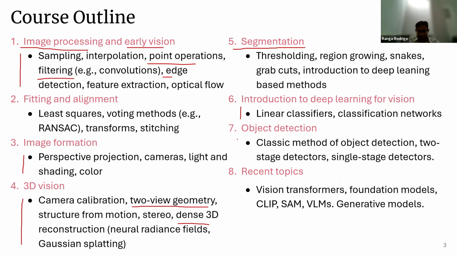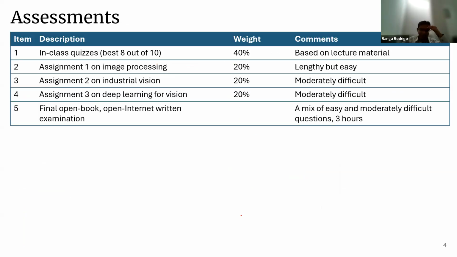Then we look at how object detection happens, and specifically, we will understand how the classic or slightly old RCNN line of object detectors work, and then how YOLO-like object detectors work, which you may have used already. Then we look at some recent topics, given the availability of time: a little bit of vision transformers, foundation models, CLIP, SAM, vision language models, generative models, and if possible, diffusion, and so on. The final topics will depend on the time that we have and the enthusiasm you have to learn.